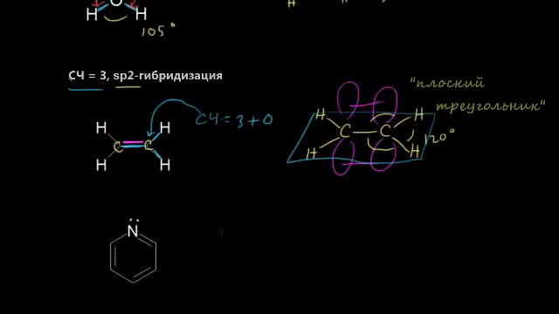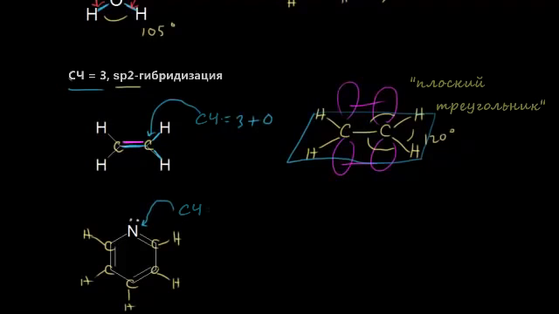When I look here at the pyridine molecule, these are carbons all the way around, and then there are hydrogens attached to all of these carbons. Let's figure out the hybridization of the nitrogen atom in the pyridine molecule. So I'm trying to calculate the steric number for this nitrogen.